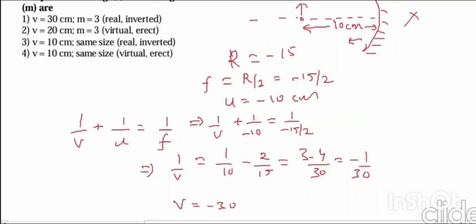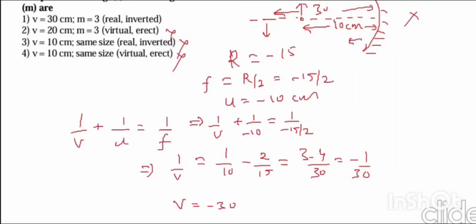Okay, so this is your 30 centimeters. That is the meaning of minus. So you can straight away eliminate option 2, option 3, option 4. So v is equal to 30. Now he is asking you about the magnification.